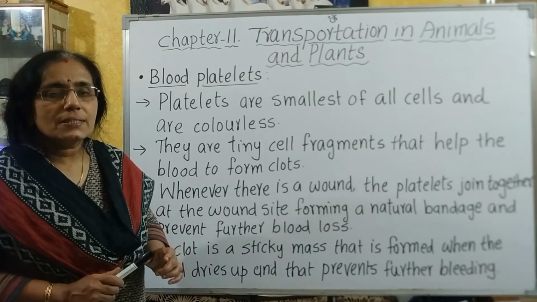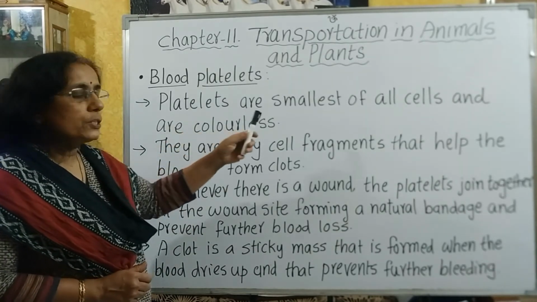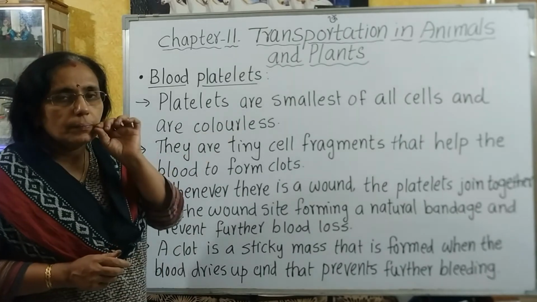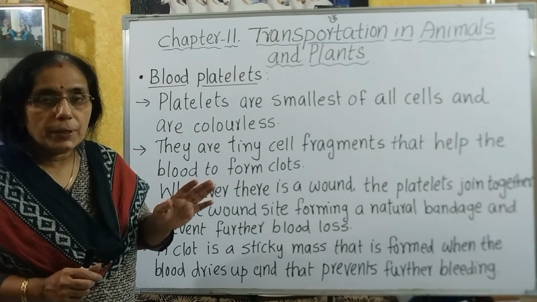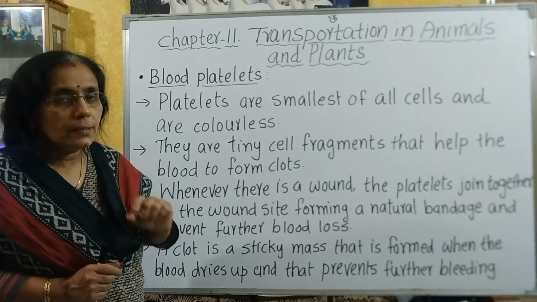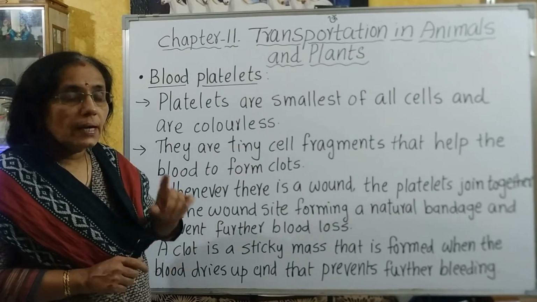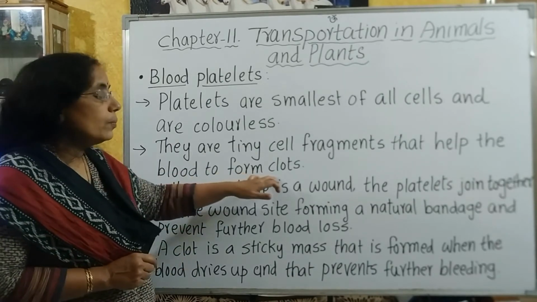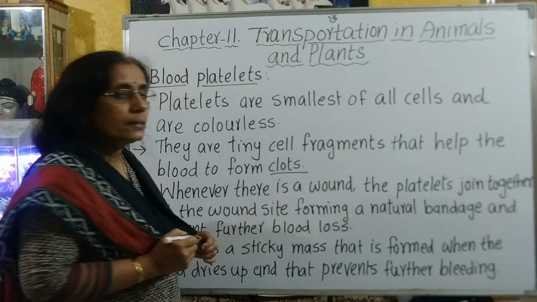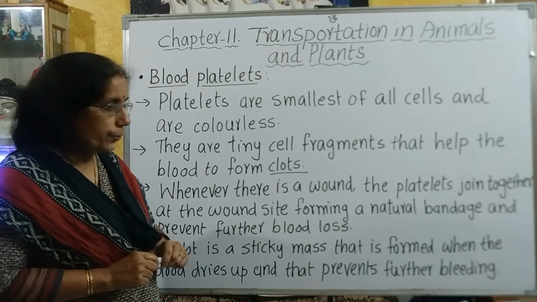Now let us discuss about blood platelets. Blood platelets are the smallest of all cells and are colorless. See, in the blood platelet there are no pigments, so they are colorless, and they are the smallest of all the three cells. They are tiny cell fragments that help the blood to form clots. So platelets help the blood to form clots whenever there is a wound.